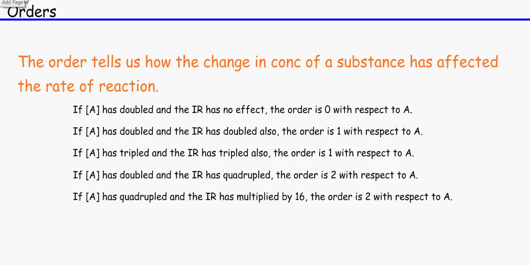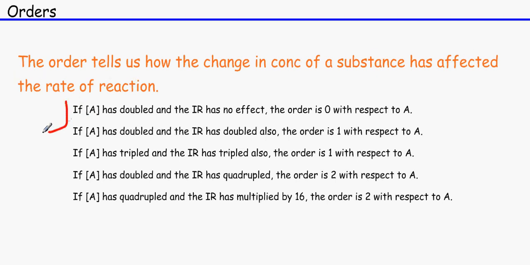And what experimental things that scientists do is to check out how much the initial rate changes. Let me rephrase that again. Experiments that scientists do is to check out how much a concentration affects the rate of a reaction. And that is called the order. That is the mathematical term for it, and the chemical term for it as well. The order tells us how the change in concentration of a substance has affected the rate of reaction.